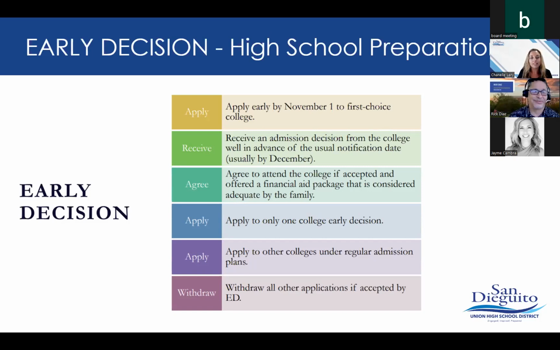So again, this is new this year with the Better FAFSA not even being released until December. So any early decisions are definitely going to be coming out before any financial aid packages are going to be considered. So that's something to take into consideration, particularly for this year. Again, students are only allowed to apply to one university early decision because this is a binding agreement.